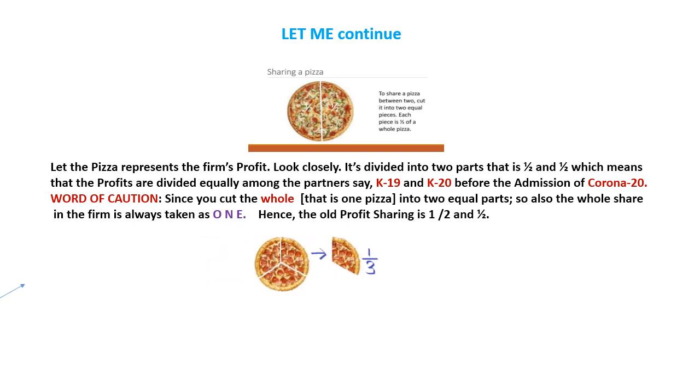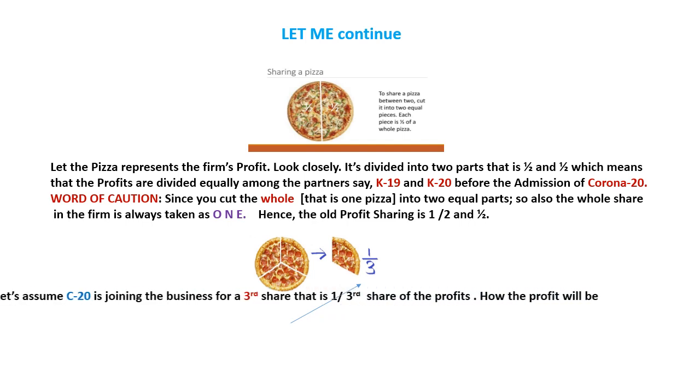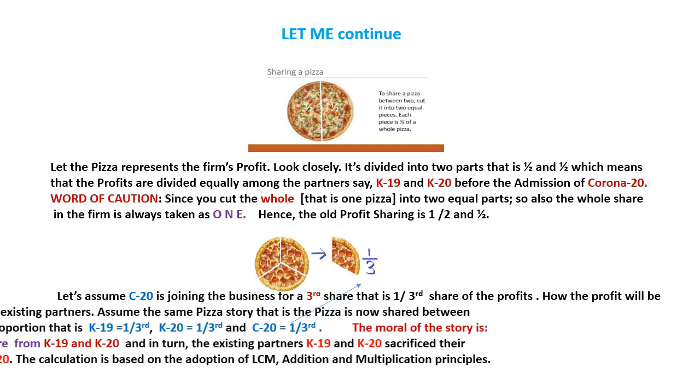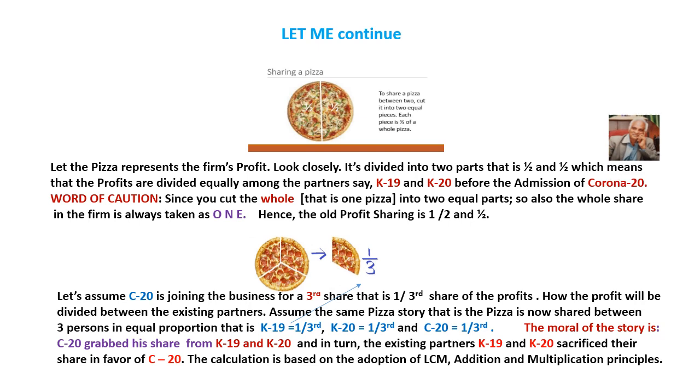Look at the new pizza. What is this arrow? Why the arrow? Where is it going to hit? Oh, one third. It seems that we are considering the incoming partner. His share is supposed to be one third. He is also going to grab from you one third of the share of pizza. That is the significance of this arrow.